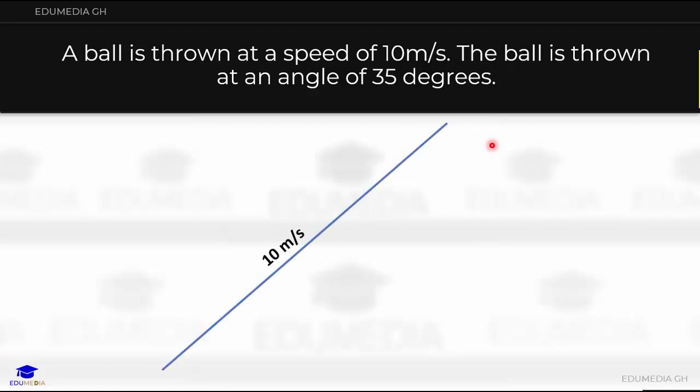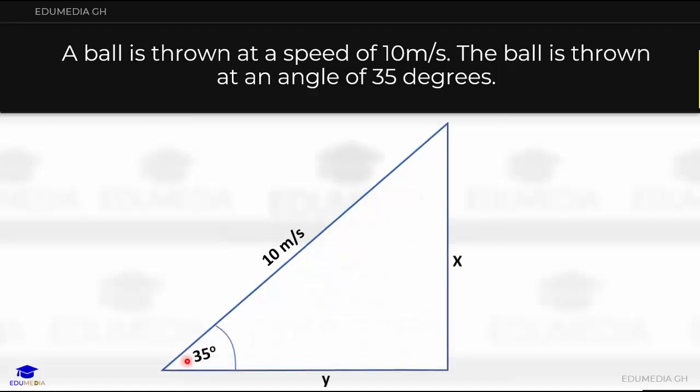This is the speed at which the ball moves. And then it is thrown at an angle of 35 degrees. So there's an angle that is made here. The angle at which I throw it is not 90 degrees, whereby it goes straight up. The angle at which the ball is thrown is 35 degrees, that is here. So we have something like this. So the angle is here, 35 degrees.